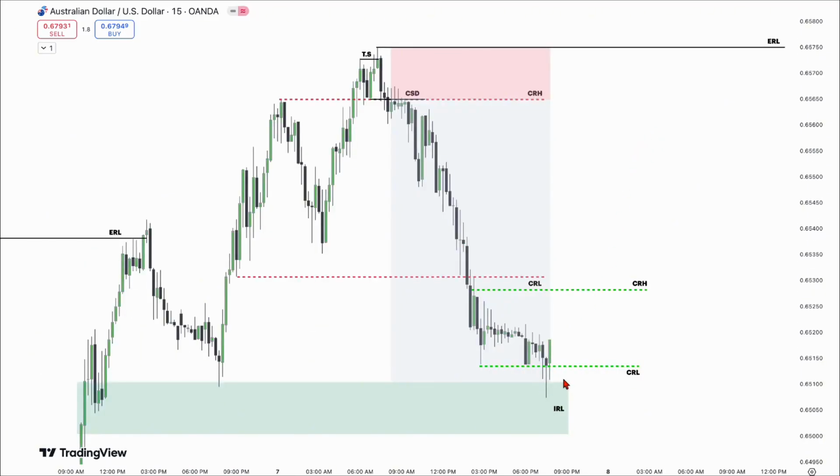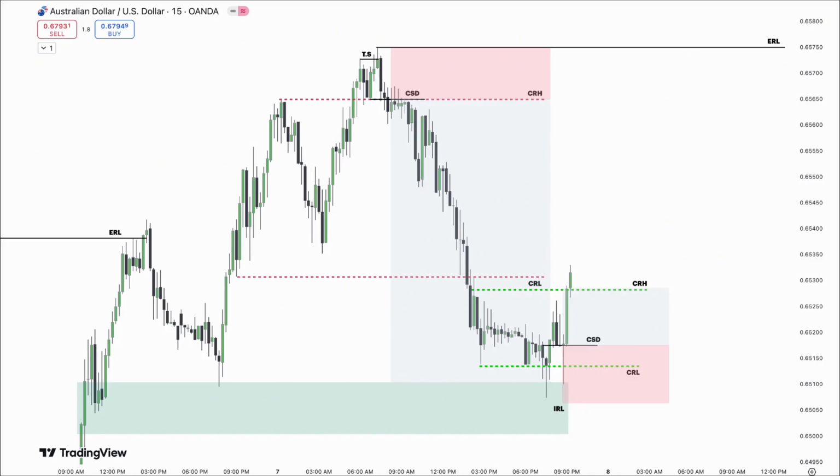As you can see, when the price tapped into the IRL on the 4-hour chart, it formed a CRT, and on the 15-minute chart, we had a change in the state of delivery, CSD. We'll mark this and open our long position here, with our stop placed just below the swing low. Our first target will be the opposing end of the CRT, and the final target will be the next ERL, which is the old high. Let's see how it plays out.